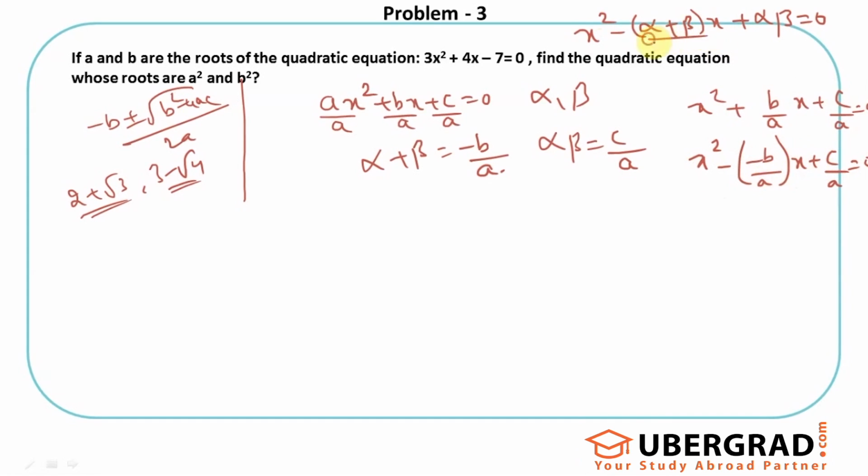So now what is alpha plus beta? Minus b by a, right? And what is alpha into beta? c by a. That is what the simple thing is. If you don't know this, that's how you can look at this.